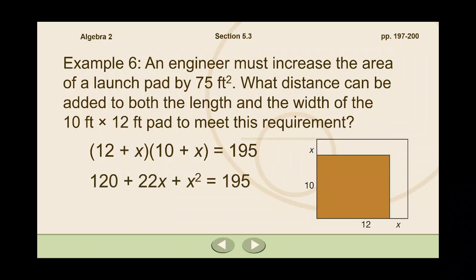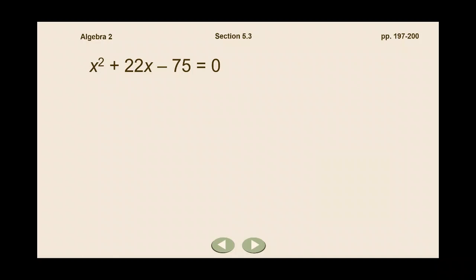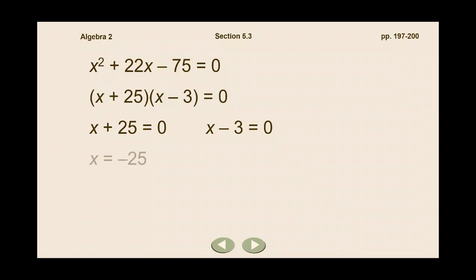What value do I have to increase this by? I FOIL this problem. I write it in standard form, and then I go about factoring. The leading coefficient is 1, so I need two numbers with a product of negative 75 and a sum of 22. Well, we can say 25 and negative 3 would satisfy those requirements. There we have it. I set each of these values to 0, and these are the solutions to my problem.